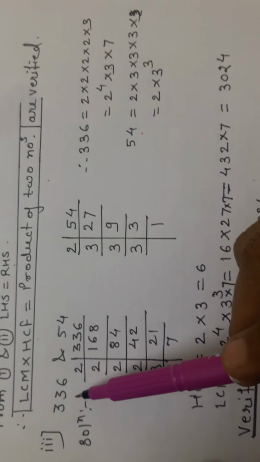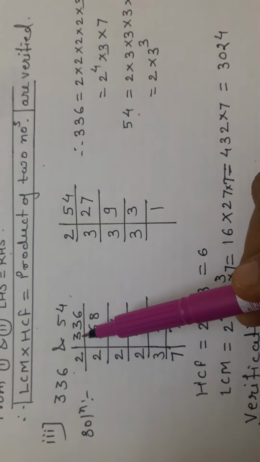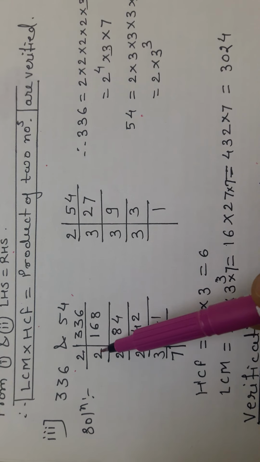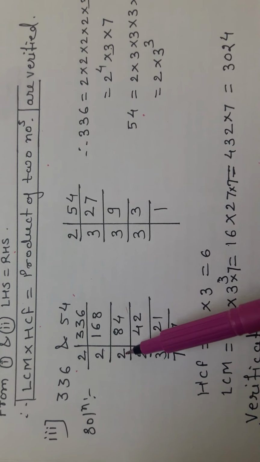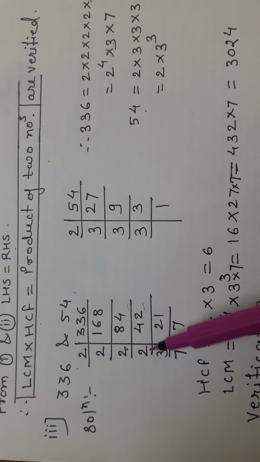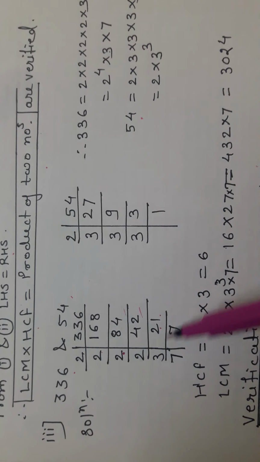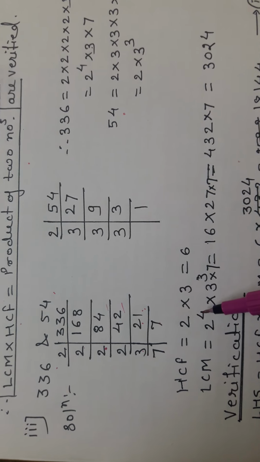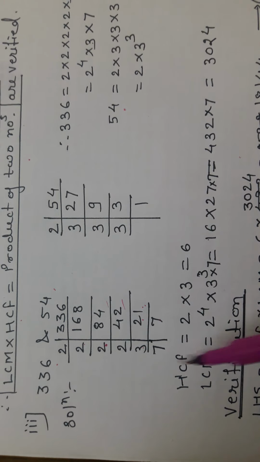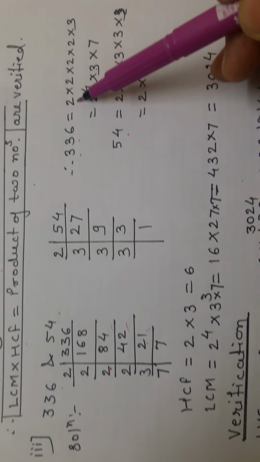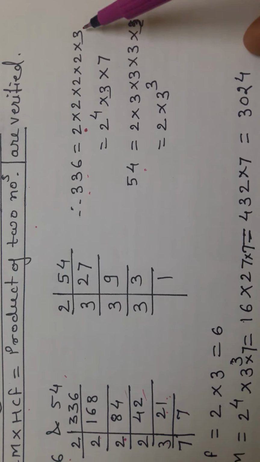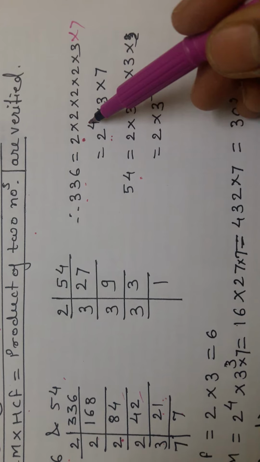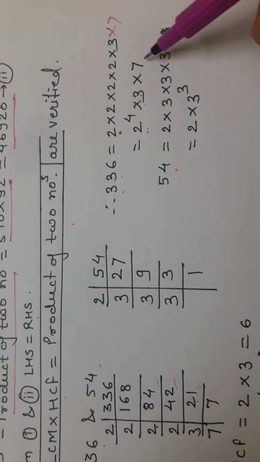Third problem, 336 and 54. 336 is an even number, so divisible by 2. 168, again even, divisible by 2. 84, again even, divisible by 2. 42, again even. 21 is divisible by 3, that's why 7 and 7. So the factors of 336 are 2 into 2 into 2 into 2 into 3 into 7. That is 2 raised to the power 4 in power notation, into 3 into 7.